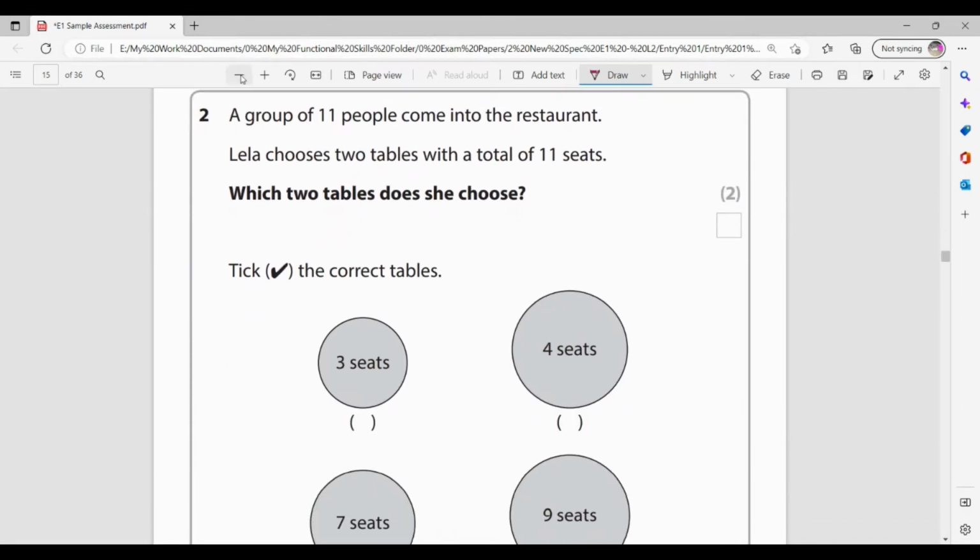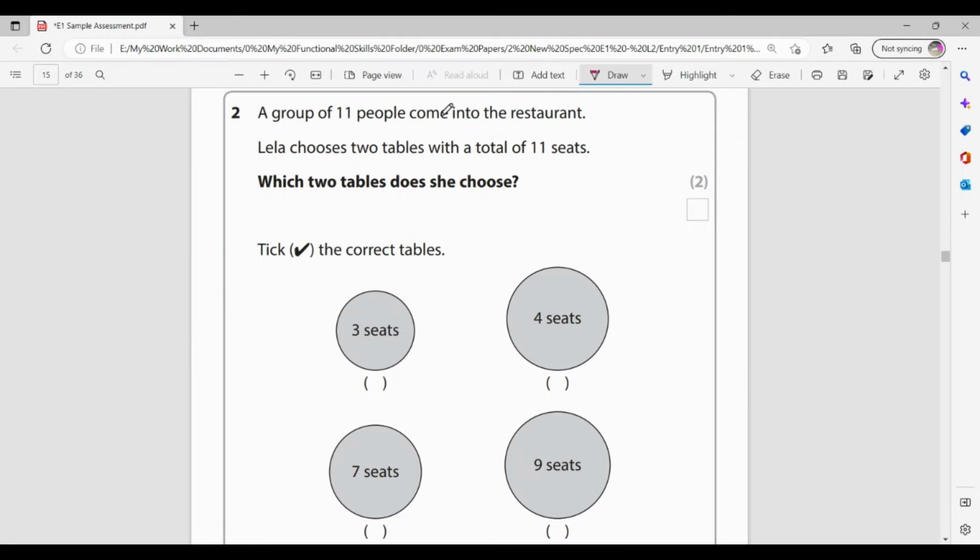Okay, question 2. A group of 11 people come into a restaurant. So I've got 11 people coming into a restaurant. Leela chooses 2 tables with a total of 11 seats. Which 2 tables does she choose? Okay, so I need to make 11 seats. So let's have a look. 3 and 4. So should it be the 3 and the 4? 3 and 4 is 3, 4, 5, 6, 7. So that's only 7 seats, so it can't be the 3 and the 4.